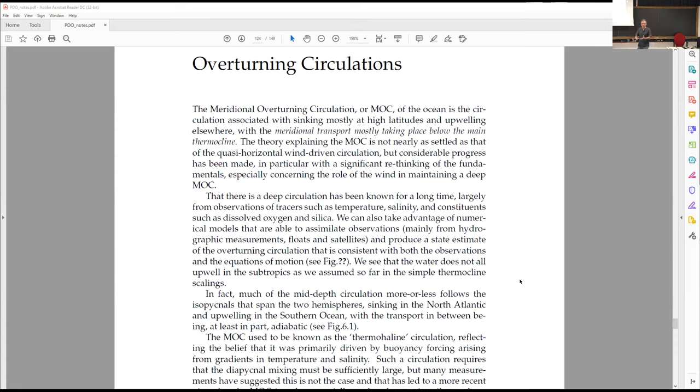Observations are telling us that diapycnal diffusivity is not high enough to upwell all the water that is sinking at the high latitudes. You can see an example. So you need some other sort of mechanism to upwell all of this water that has sunk in the high latitudes. And that is wind, which is mostly happening in the Southern Hemisphere. So we don't call the meridional overturning circulation thermohaline circulation anymore, because we know that temperature and salinity changes are not the only drivers of this meridional overturning circulation.